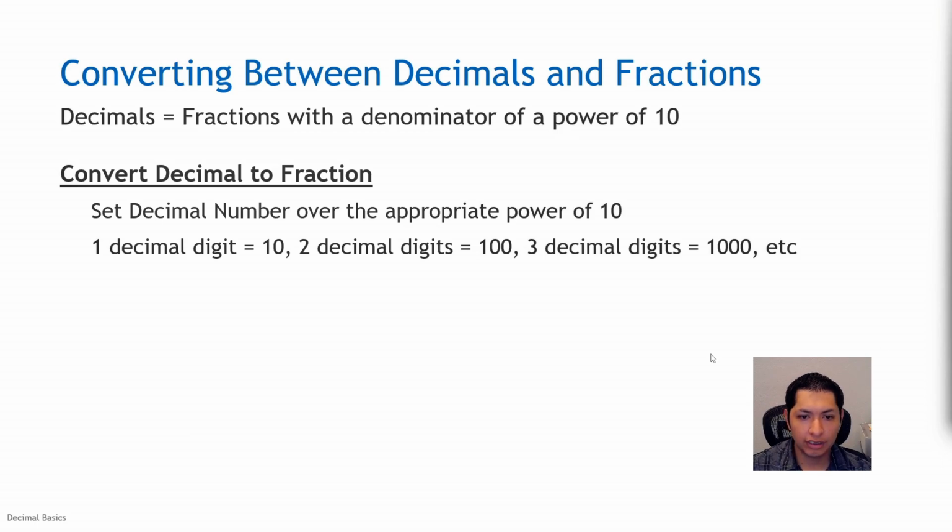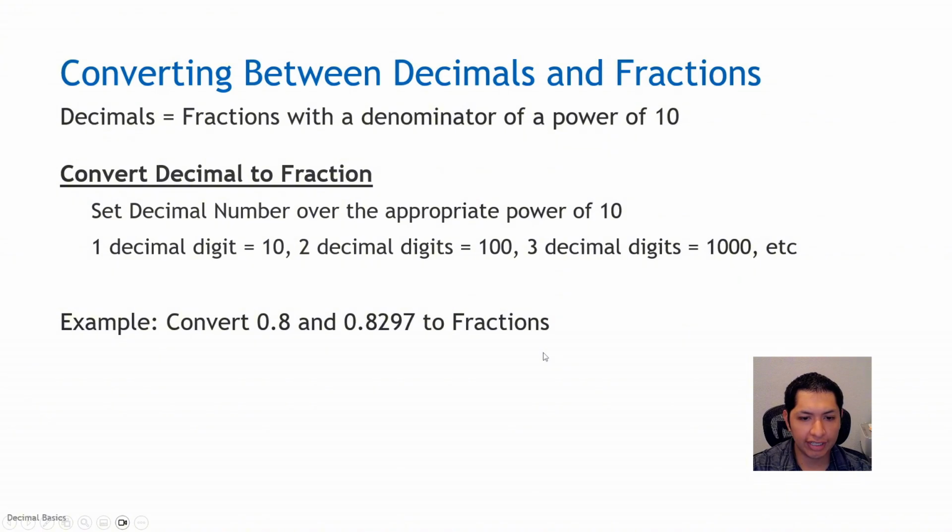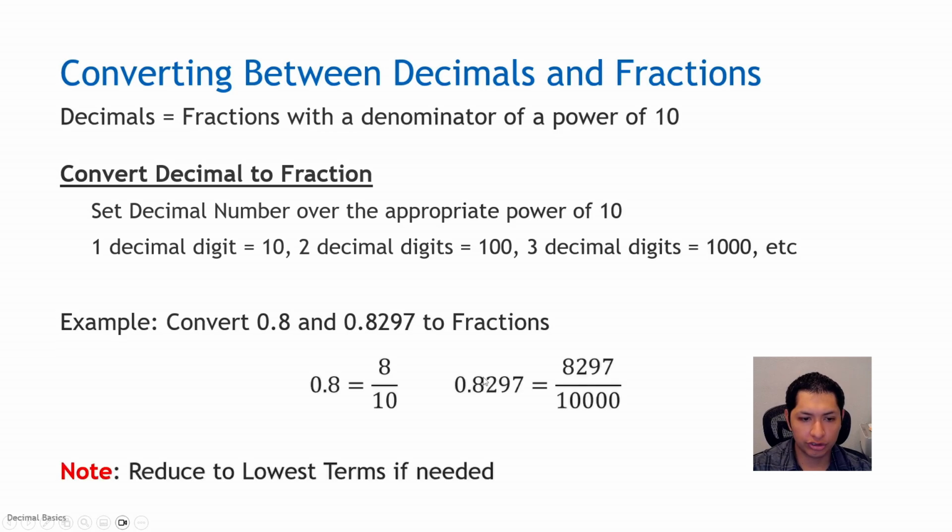So if we look at converting 0.8 and 0.8297 to fractions, we see that 0.8 is 1 decimal digit. It's 1 number after the decimal. And 0.8297 is 4 digits after the decimal. So that is 4 decimal digits. So for 0.8, you set the numerical value of the decimal digit over a power of 10, or over a denominator of 10. So you don't put 0.8 over 10, you put the numerical value of the decimal over 10. And for 0.8297, it is 4 decimal digits, so you put it over 10,000. And again, just the numerical value of the decimal digits.